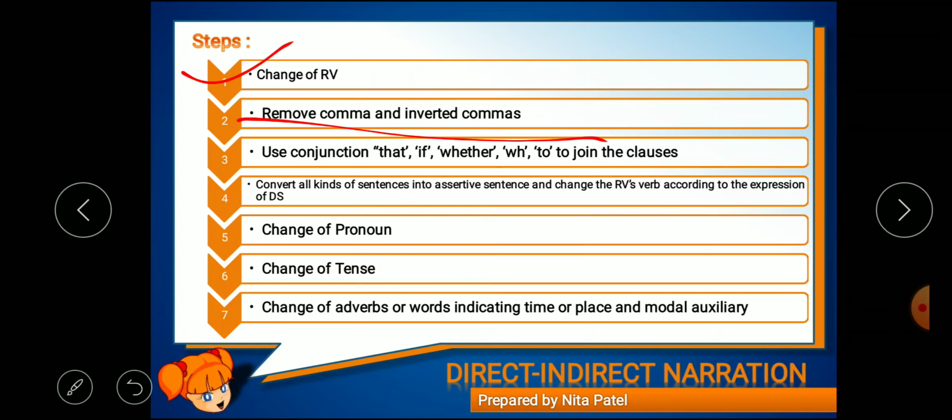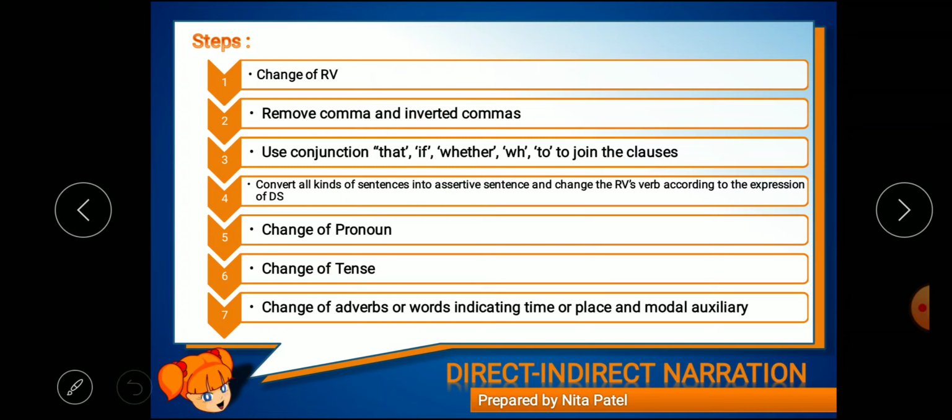Second step is that we have to remove commas and inverted commas. Wherever there is a comma or inverted comma in the direct speech, they are enclosed with these commas, right? So we have to just remove them. Third step is that we have to use conjunctions, that is, that, if, whether, wh or to, to join the clauses. In direct speech there are two clauses, principal and subordinate, right? So we have to join those clauses with the help of these conjunctions. Now where to use that, if, whether, wh or to, we have seen in detail.